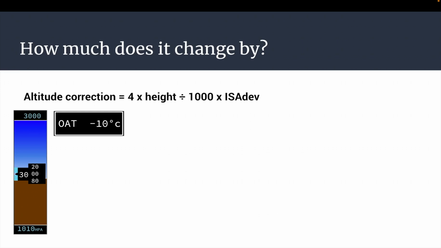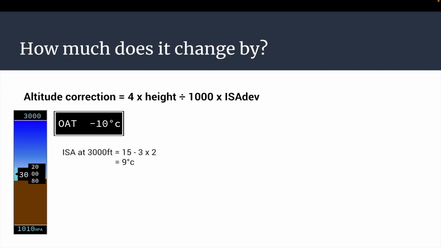Well, first we need to calculate the ISA temperature. So at 3,000 feet, what would the ISA temperature be? Well, at sea level it's 15, and remember it's 2 degrees for every 1,000 feet that we reduce by. So 3,000 feet, 3 times 2 is 6. So we remove 6 from 15 and we get 9 degrees Celsius. So in the ISA global model, we would expect the temperature at 3,000 feet to be 9 degrees Celsius.